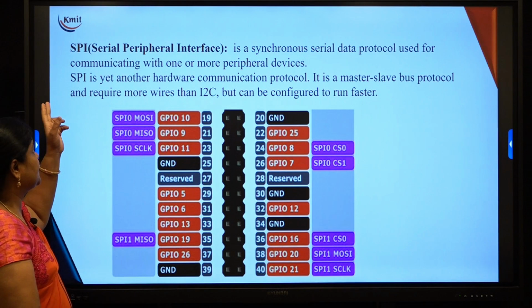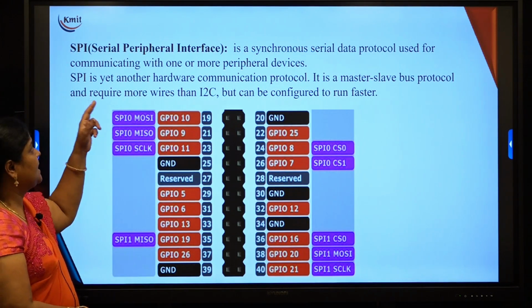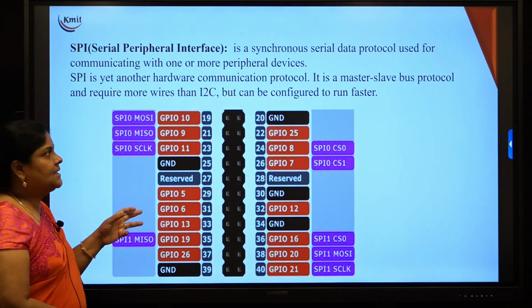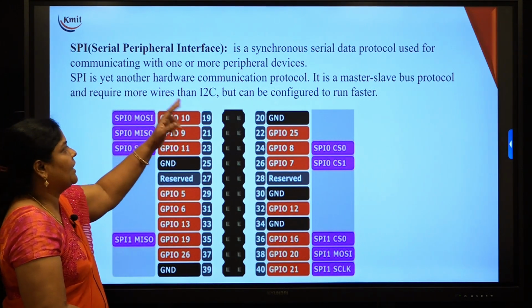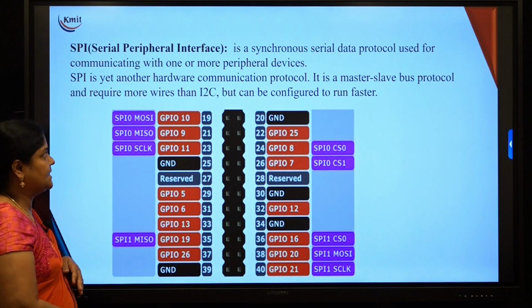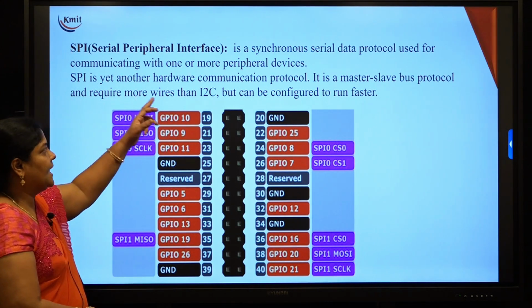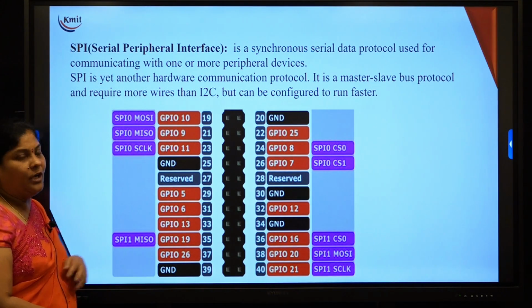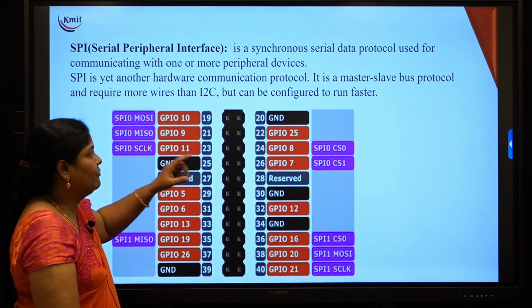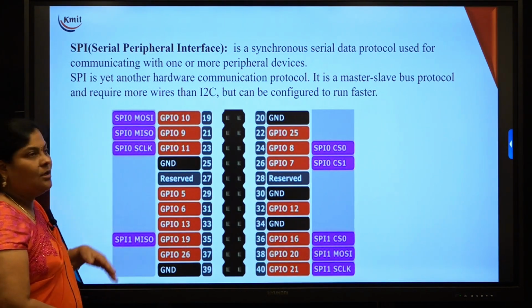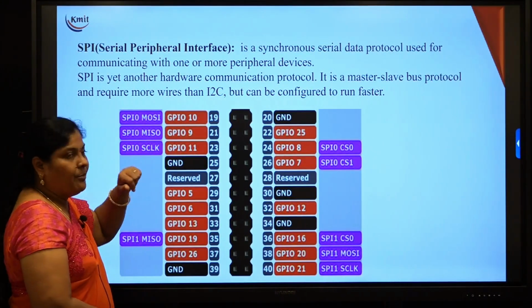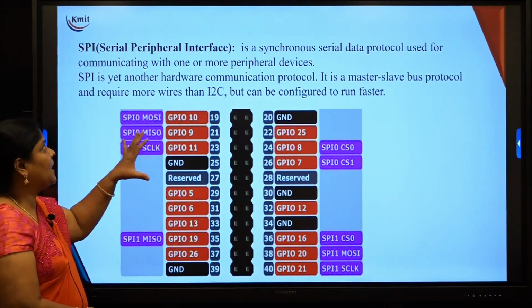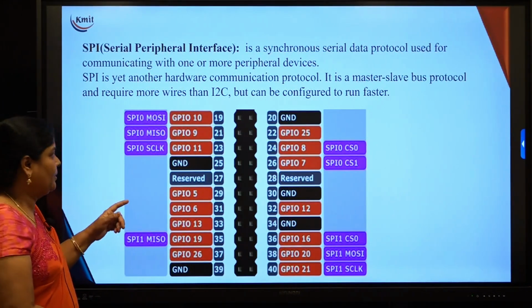Next type of serial communication is SPI, Serial Peripheral Interface. It is a synchronous serial data protocol used for communicating with one or more peripheral devices. SPI is yet another hardware communication protocol. It depends upon the master-slave bus protocol and requires more wires than I2C serial communication, but communication runs faster in SPI compared to I2C.